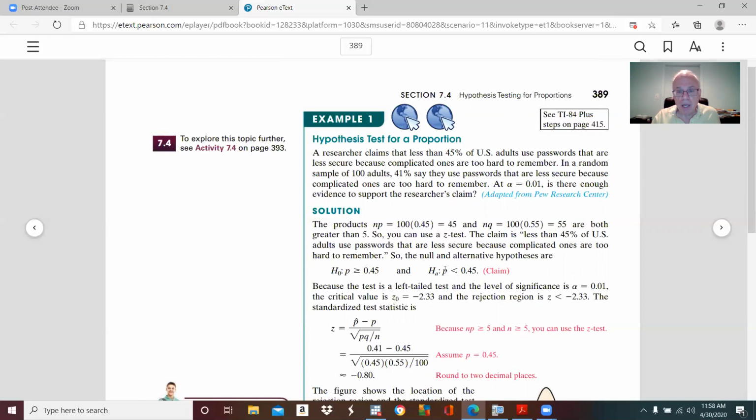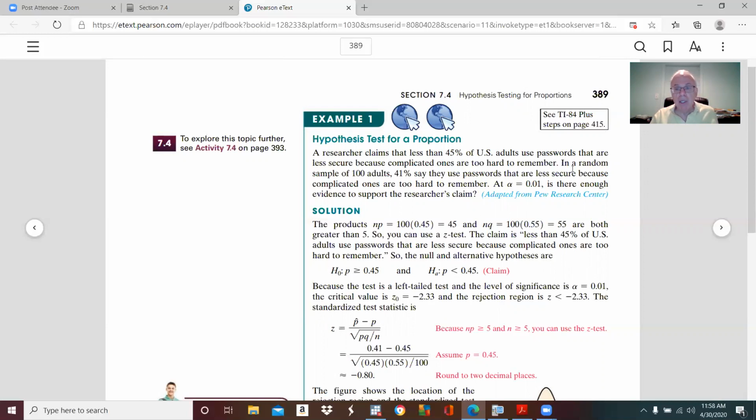So as you can see down here, when we state our null and alternative hypothesis, the claim is the alternative hypothesis because less than is the same as this symbol here, less than. That means the null hypothesis has to be the complement of it, which is p is greater than or equal to 0.45, and there's the equal to sign in the null hypothesis.